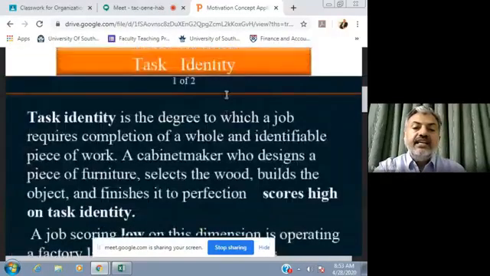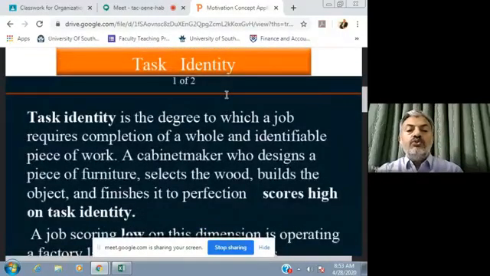Task identity. If there's a cabinet maker, first he has to select wood, then he has to make a cabinet, and then he has to do a finishing job on that cabinet. So there are a variety of tasks that he is performing. That's why he scores high on task identity.